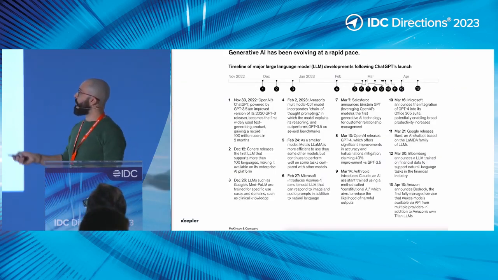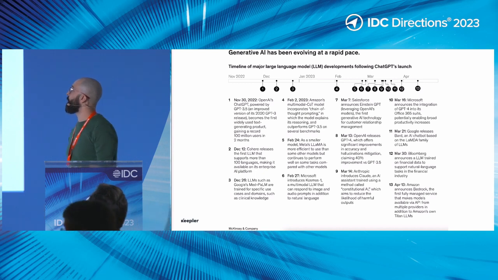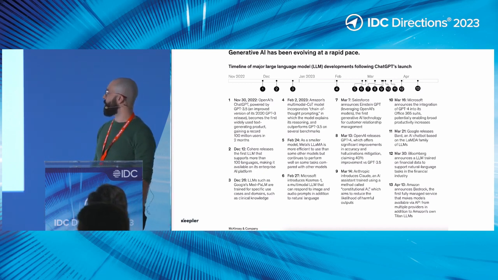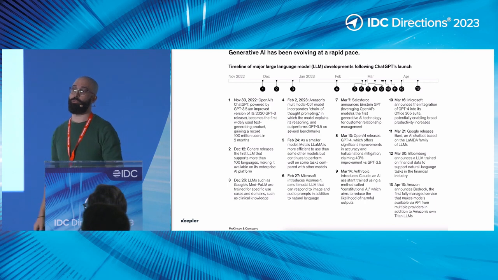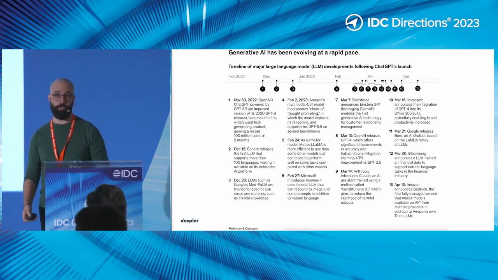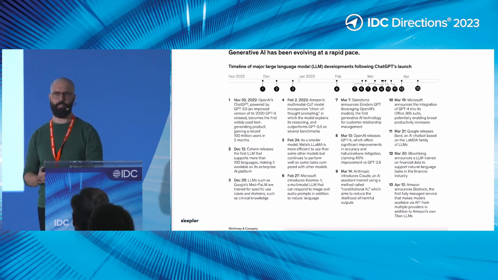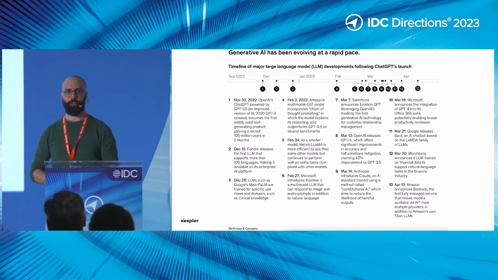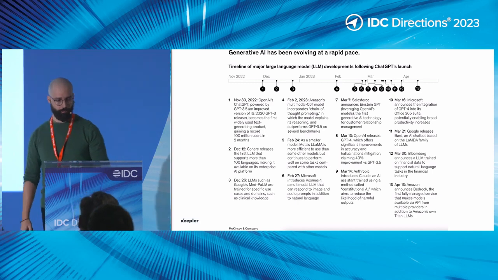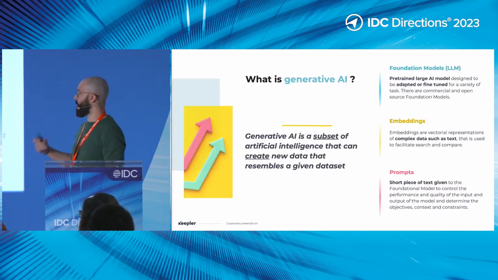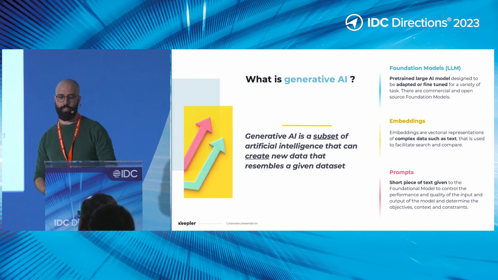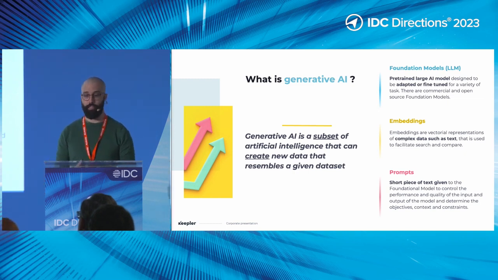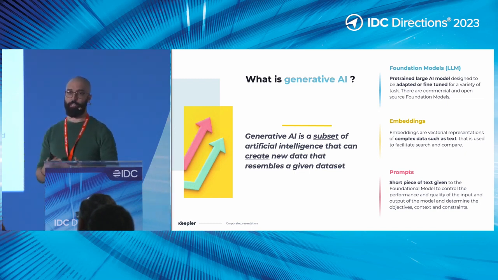Now, the speed at which generative AI has been evolving is mind-blowing, basically. You couldn't know about what was going on with generative AI a while ago, and suddenly it's absolutely everywhere, and almost every single week, you have a huge leap in technology. But what is actually generative AI? In a nutshell, it's a subset of artificial intelligence that can create new data based on what it has seen already, and with some guidelines based on prompts.